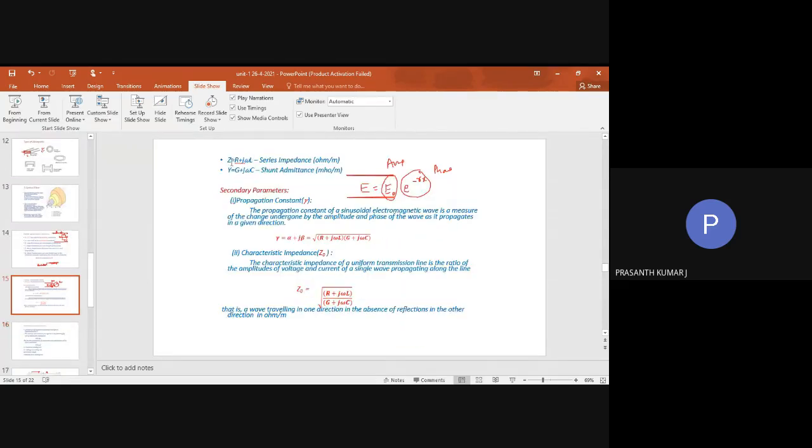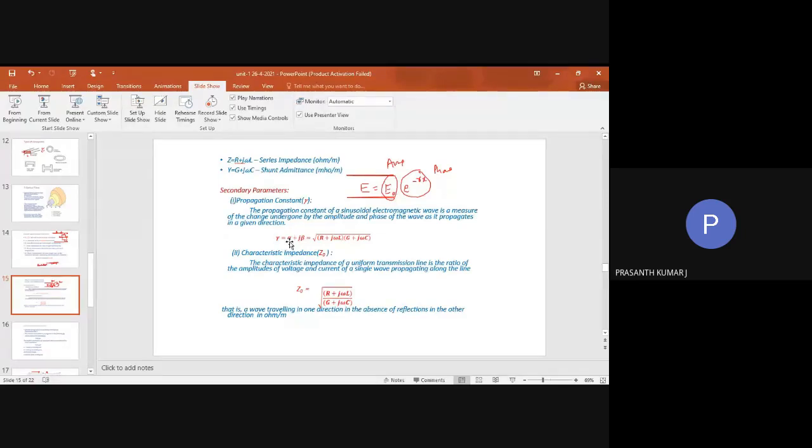Z equal to R plus j omega L, which is called the series impedance, and Y equal to G plus j omega C, which is called the shunt admittance. The units are very important. One is ohms per meter and the second one is mho per meter. The secondary parameters are defined by the propagation constant gamma and the characteristic impedance, Z naught. The propagation constant gamma is defined by alpha plus j beta.